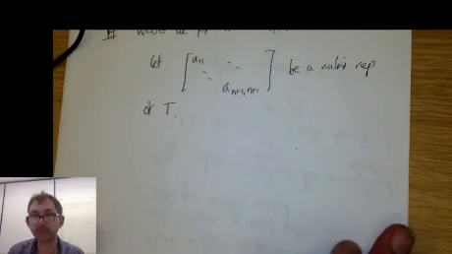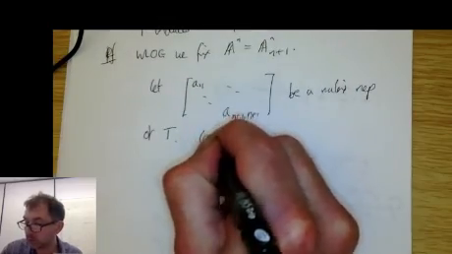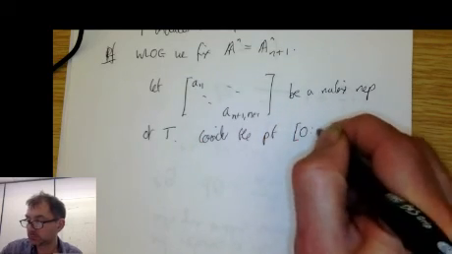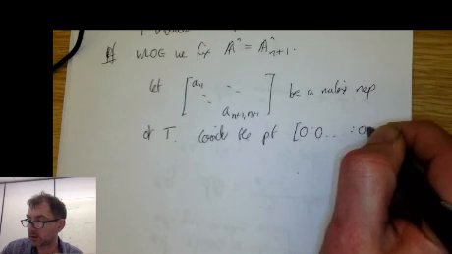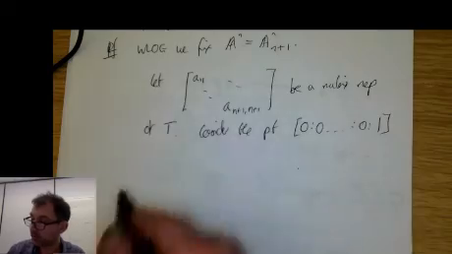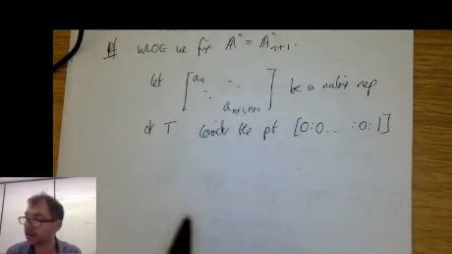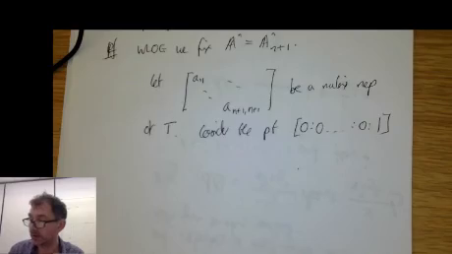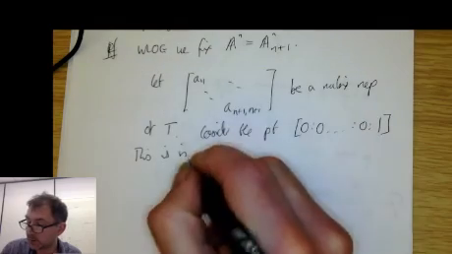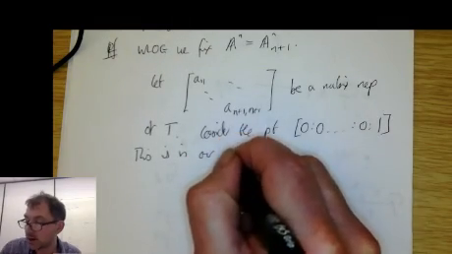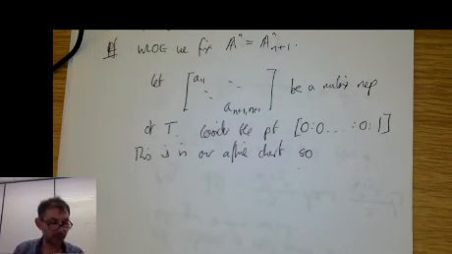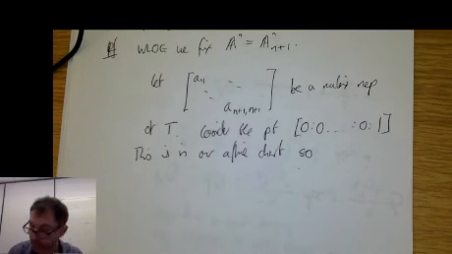So consider the point 0, 0, 0, 1, so 1 just at the end. This is in our affine chart because the final coordinate here is non-zero. So by assumption, the image is also in our affine chart.